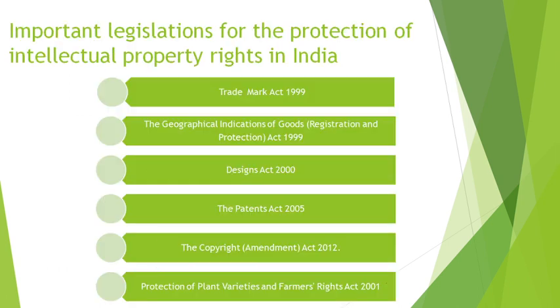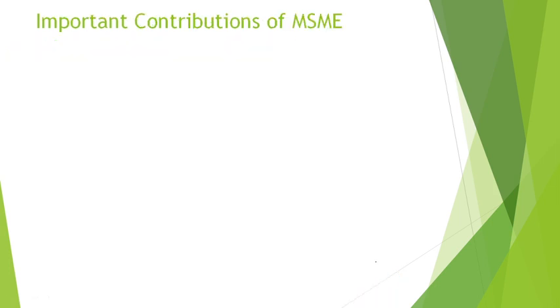Some of the important legislation: Trademark Act 1999, the Geographical Indications of Goods Registration and Protection Act 1999, Design Act 2000, the Patents Act 2005, the Copyright Amendment Act 2012, Protection of Plant Varieties and Farmers' Rights Act 2001.